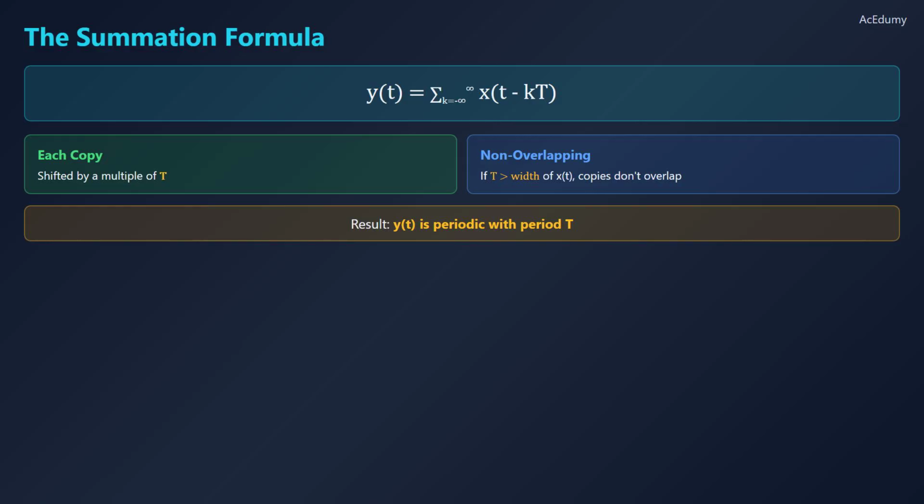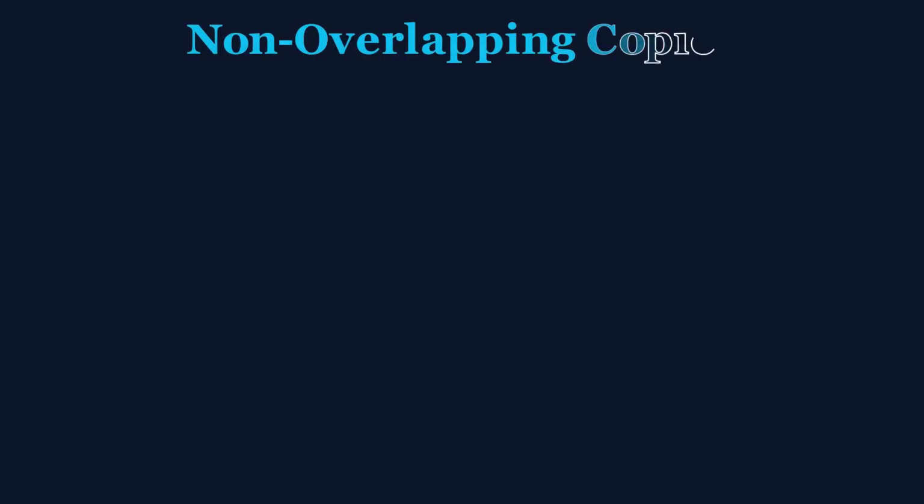If T is greater than the width of x of t, the copies do not overlap, and y of t is simply a repeating pattern of x of t with period T. This is the most basic way to construct periodic signals. Let us see this in action.